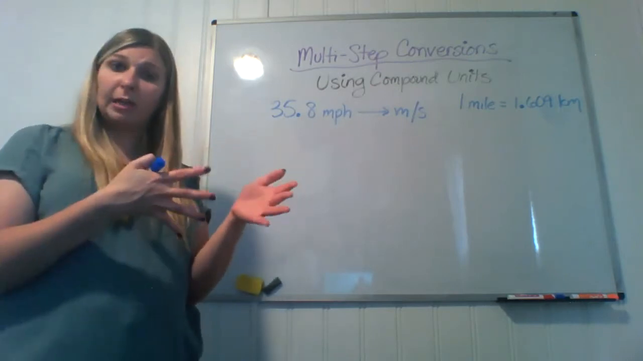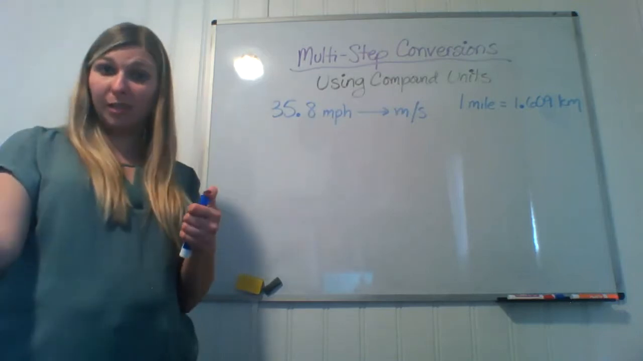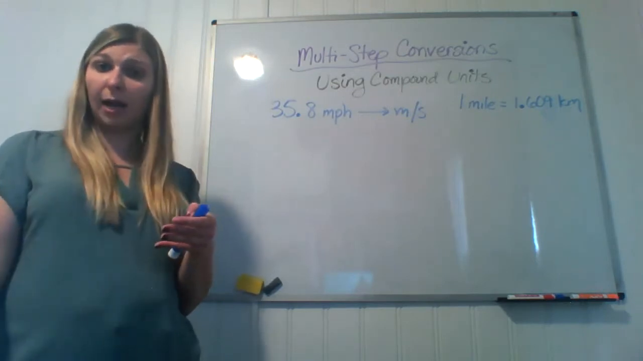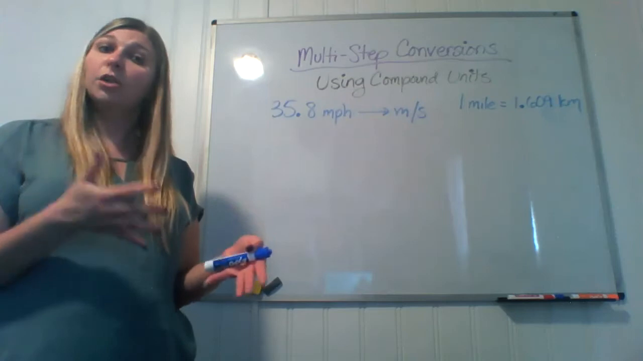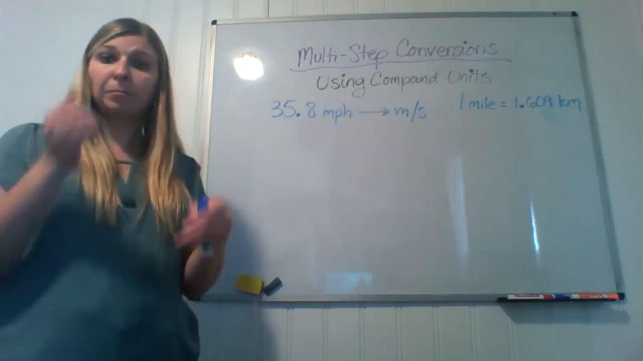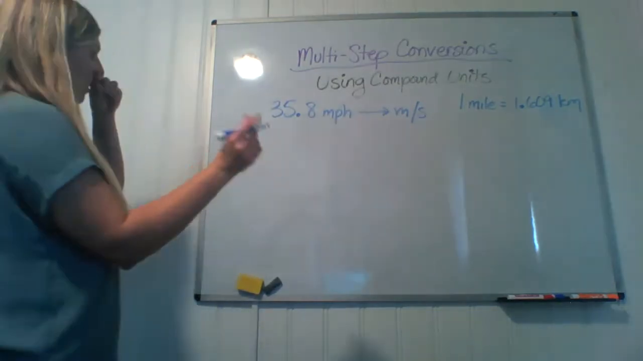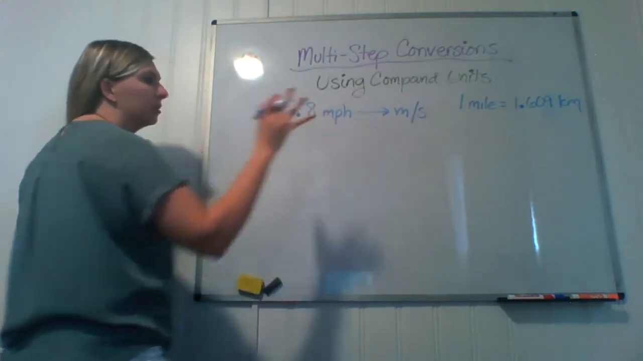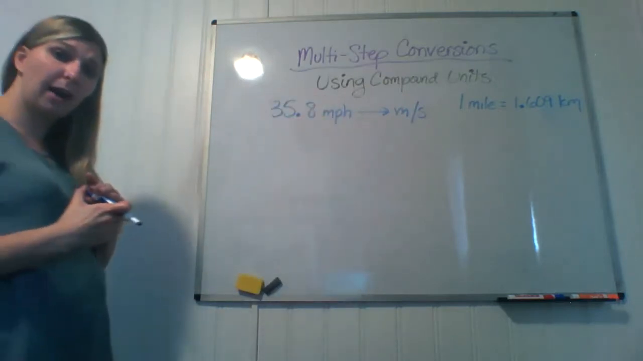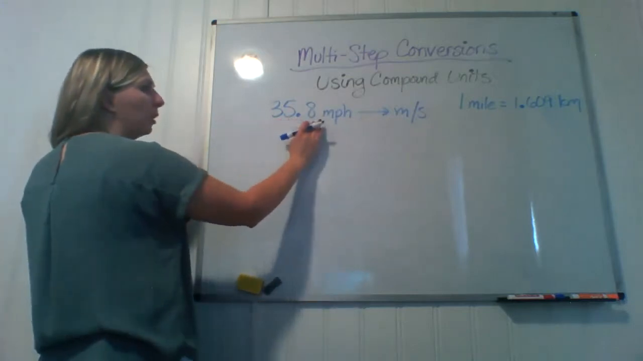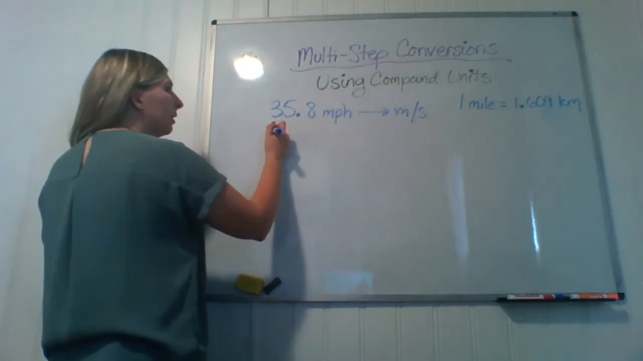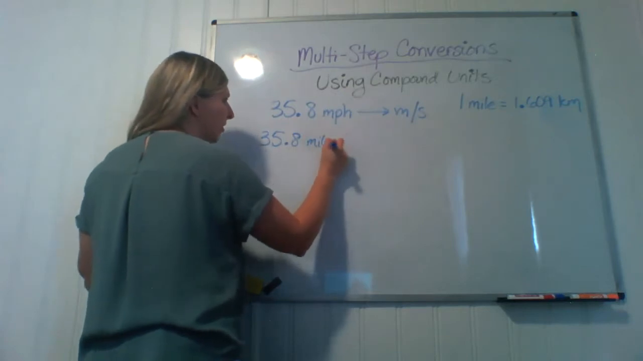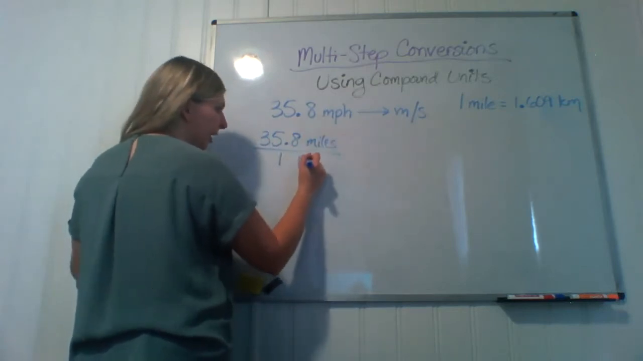So miles per hour is telling us distance over time. Meters per second also is indicating to you distance over time, but it's just using different units of distance and time. So what we're going to recognize here is this is an abbreviation. MPH is the abbreviation that we use to indicate miles per hour. But when we say 35.8 MPH, what this means is 35.8 miles per 1 hour.